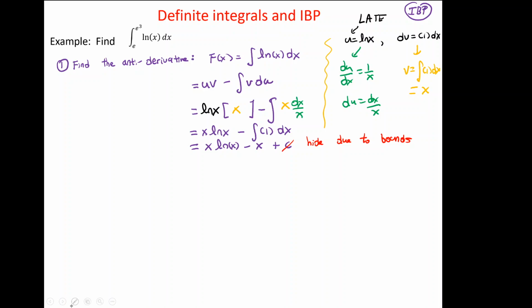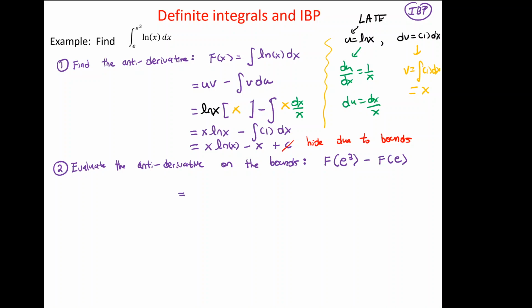Okay, so this is the first step, finding the general antiderivative. Step 2, evaluate it. Evaluate the antiderivative on the bounds. So that means we're going to calculate F of the top bound. So capital F evaluated at e to the 3. Calculate capital F at the bottom bound. So capital F evaluated at e and subtract them.